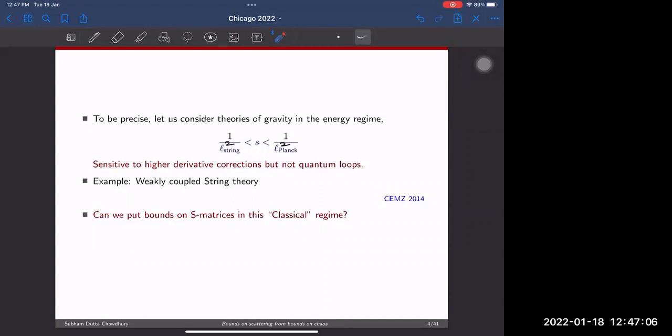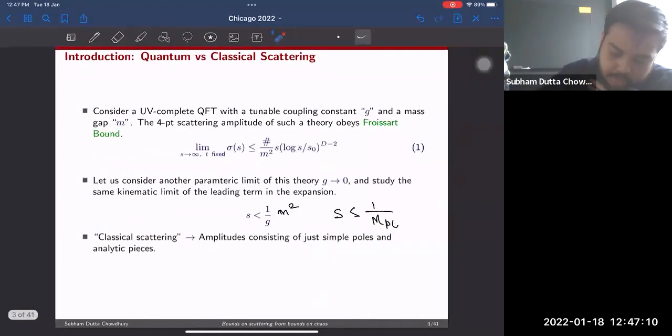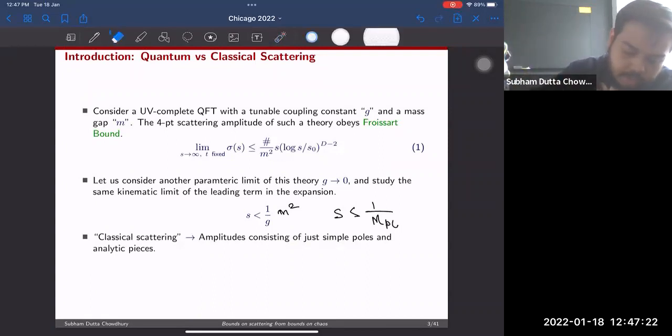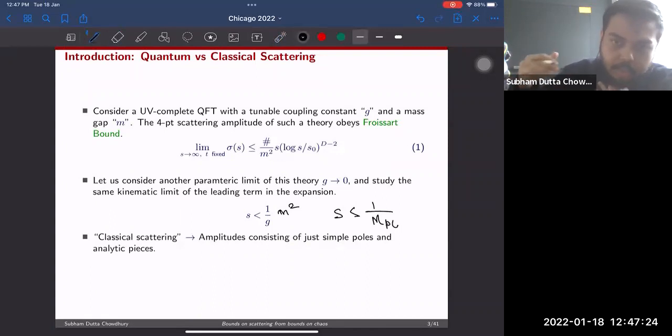Sorry, didn't you say that your field theory is UV complete? No. That was for the Froissart bound. We know that the Froissart bound is for theories with a mass gap. I'm trying to say, can we say something similar for theories which don't have a mass gap? And I'm just describing the setup for those kinds of theories.